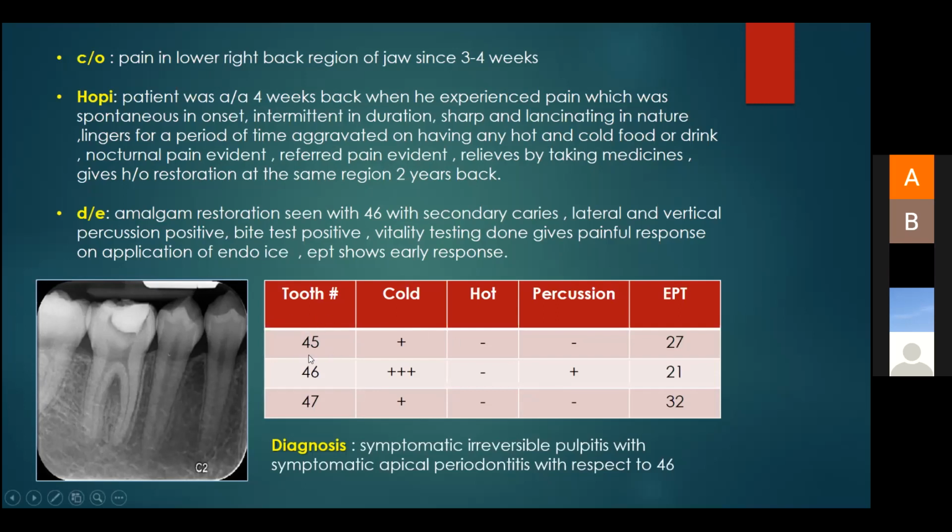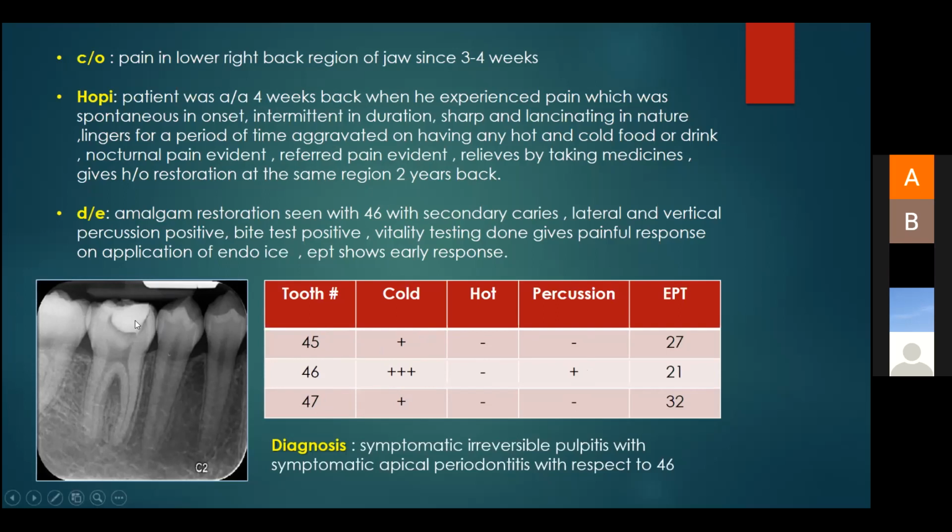So now there's a table you can make. With respect to 45, the cold has a normal response. With 47 also there is a normal response. Percussion is positive with 46. The cold response is immediate with 46. So this is how you can arrive at a diagnosis.